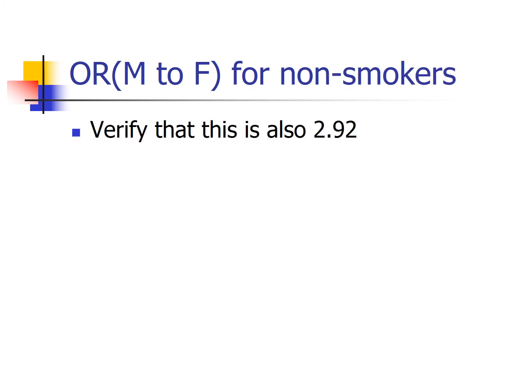And then I'll leave it to you to repeat this exercise for non-smokers. So that's something you should be able to do on your own. We know the value you're supposed to be getting is 2.92. If that is not, in fact, what you get, reach out to me. Reach out to one of our graduate assistants, and of course, we'll help get you there.